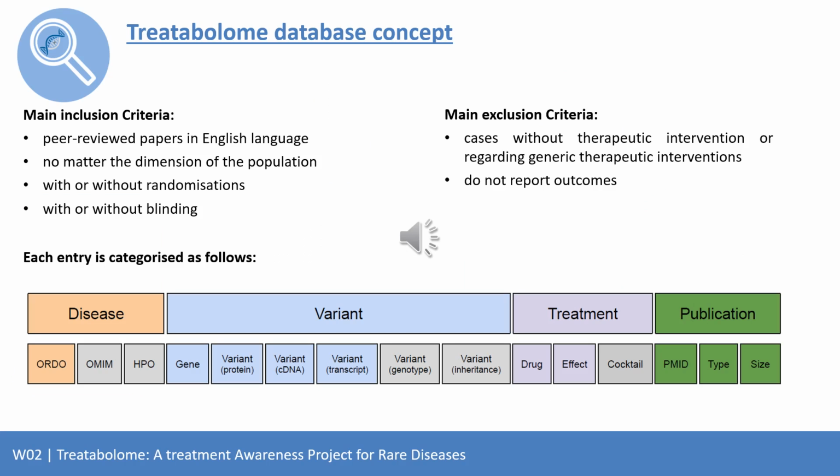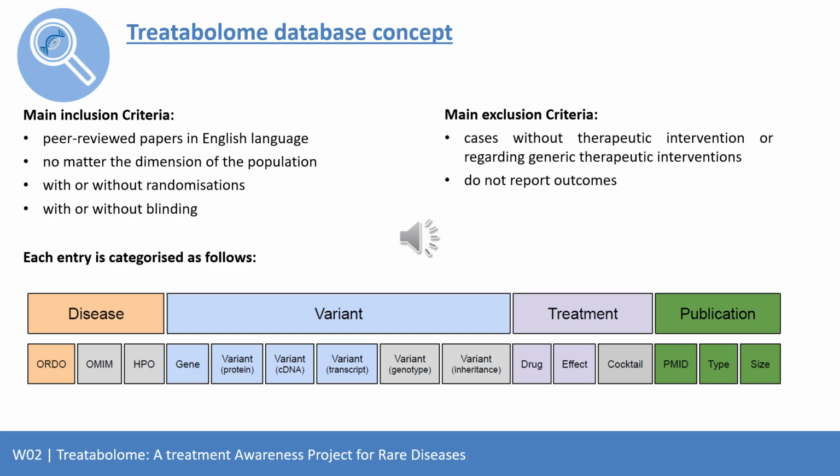The database is based on collecting information at four main levels: the disease, the variant or gene, the treatment, and the publication. The inclusion criteria for an entry to be created on the system is to report a treatment at the gene or gene variant levels that have been published and peer-reviewed in English.